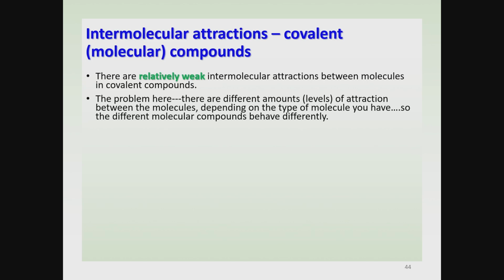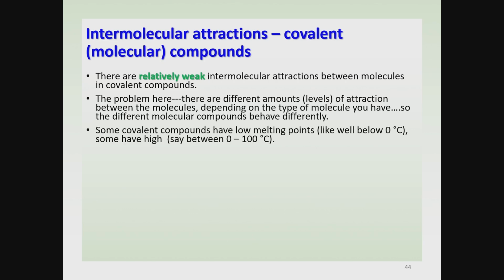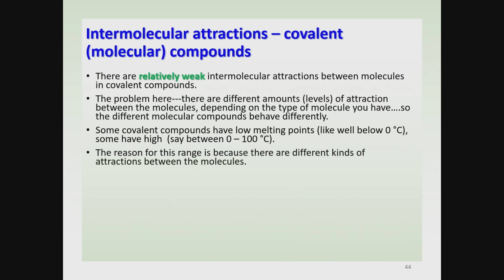The problem here is that there are different amounts or levels of attraction between the molecules depending on the type of molecule they have. So the different molecular compounds behave differently. Some covalent compounds have low melting points, say way below 0 degrees Celsius, and some may be a little bit higher, say between 0 and 100 degrees Celsius, but it doesn't even come close to the melting point of ionic compounds, which can often be, say, 800 to 1,000 degrees Celsius.